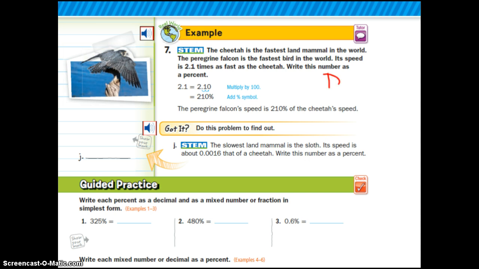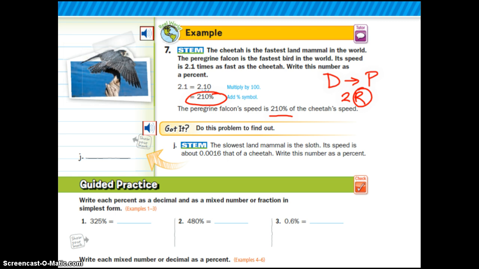So we have a decimal, 2.1, and then a percent sign. You're like, Miss Morris, why do you keep writing that? Because I want you to remember: decimal to percent is 2 to the right. So we do 2 bunny hops, and that's 210%. So the peregrine falcon's speed is 210% faster than a cheetah. That's pretty incredible because we know that a cheetah is pretty fast.